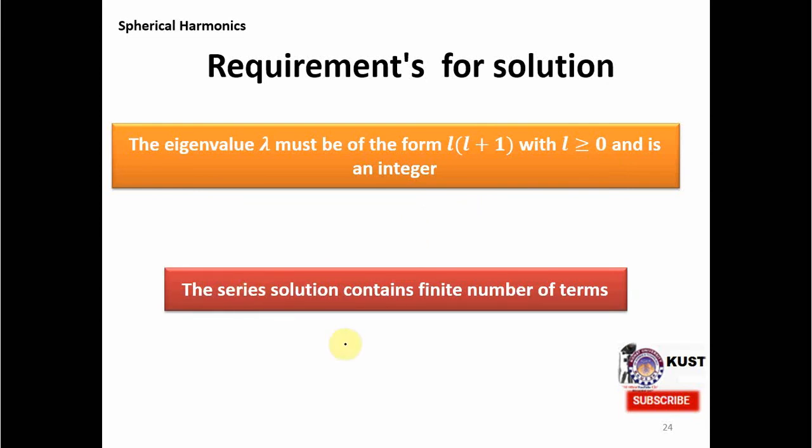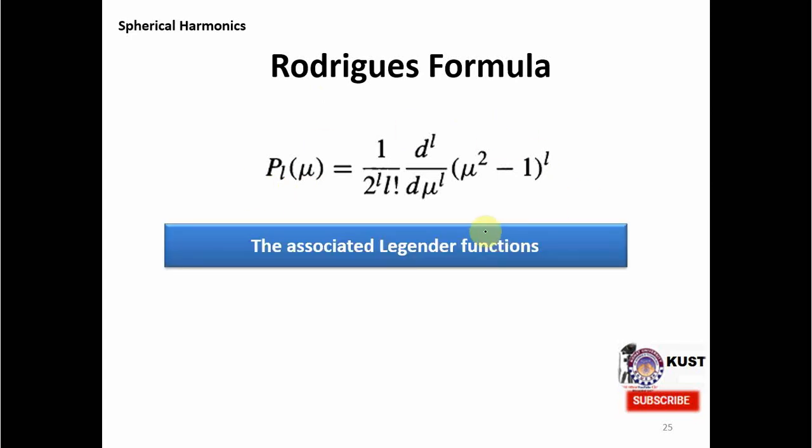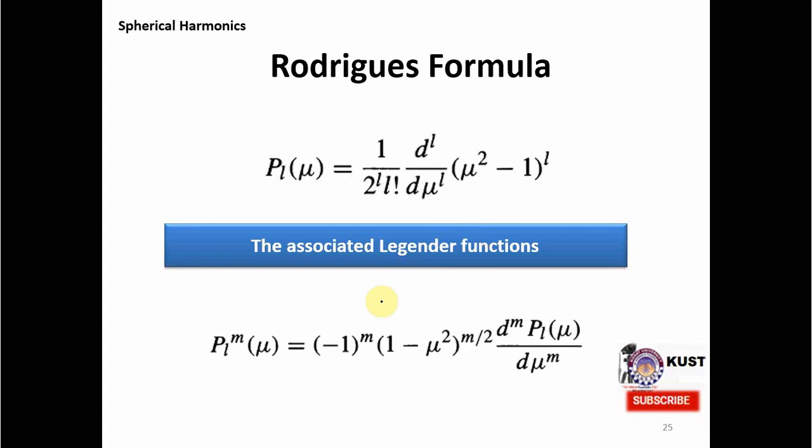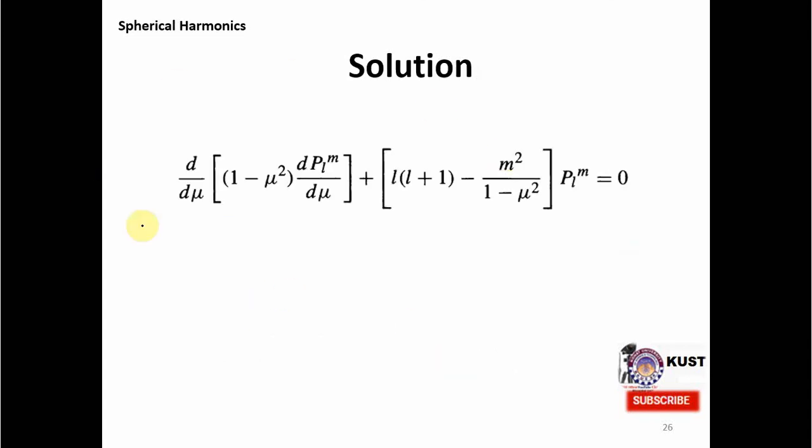The second requirement is that this series solution contains a finite number of terms, because it is finite and satisfies this L(L+1) condition. If this is satisfied, this series solution can be nicely written as a Rodrigues formula. This Rodrigues formula gives us a very nice compact form of the series. The associated Legendre functions are also here. If we differentiate them m times, we get these Legendre functions, and at the end, the final solution we get for the spherical harmonics is of this form.